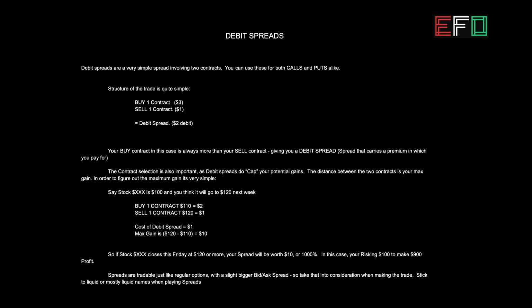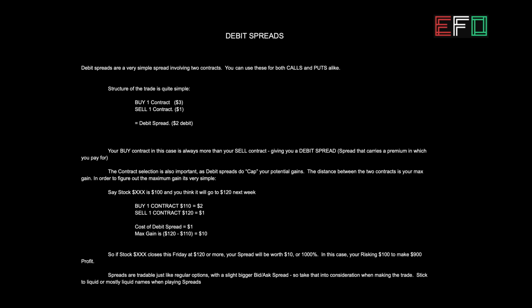You take a contract, you buy one. Say, for argument's sake, you're buying a contract for $3, and you sell one in the same date period further out, say selling one for $1. So your debit spread is simply a $2 debit. Your buy contract in this case is always more than your sell contract, giving you the debit spread, the spread that carries a premium which you pay for.